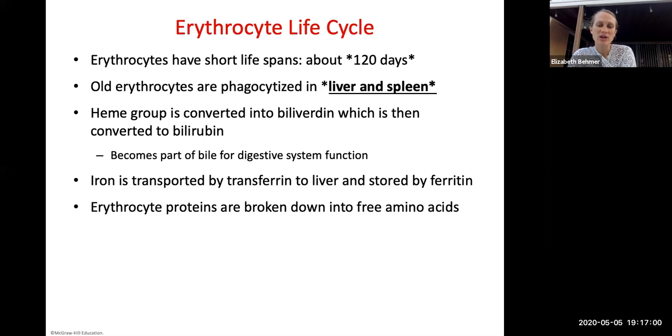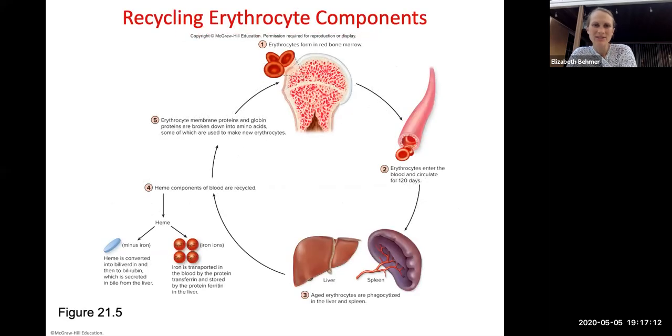The iron then will be transported to the liver and stored until more erythrocytes are created. And erythrocyte proteins are broken down into free amino acids. So this is just a look at how red blood cells are recycled. They're created in the red bone marrow of your bones, then they maintain their circulation for about 120 days, and then they'll get broken up in the liver and spleen into their key molecular components, and then they'll be recycled for future use.